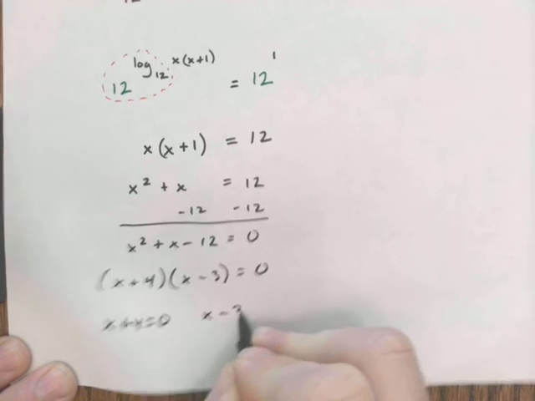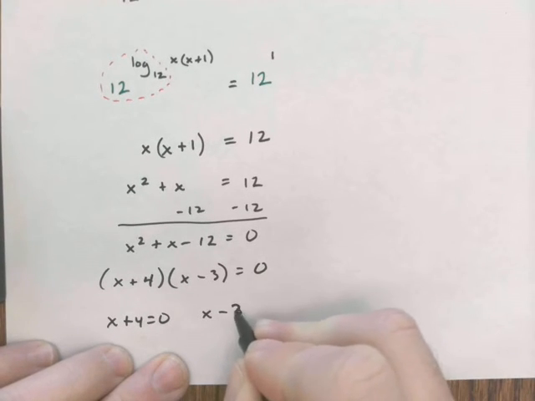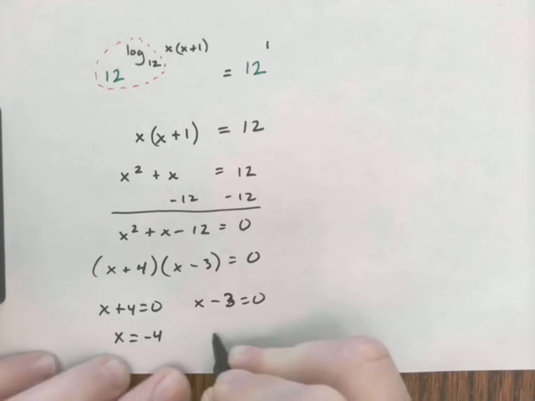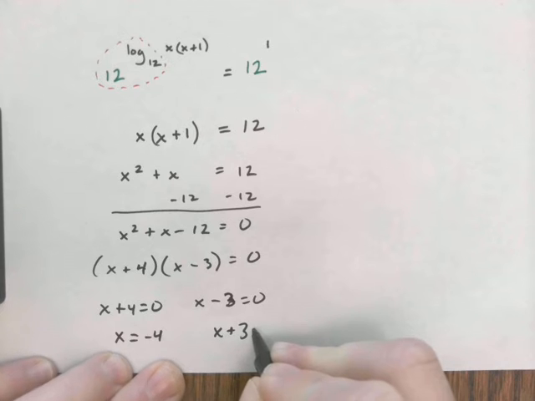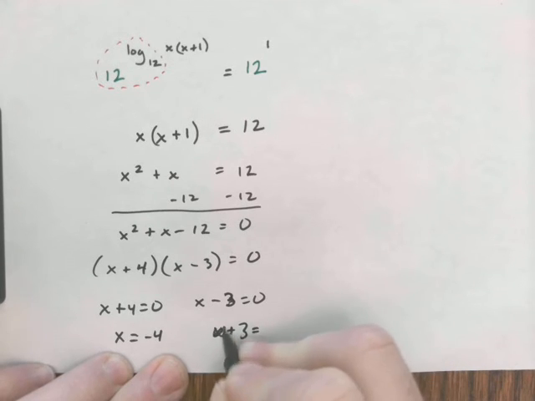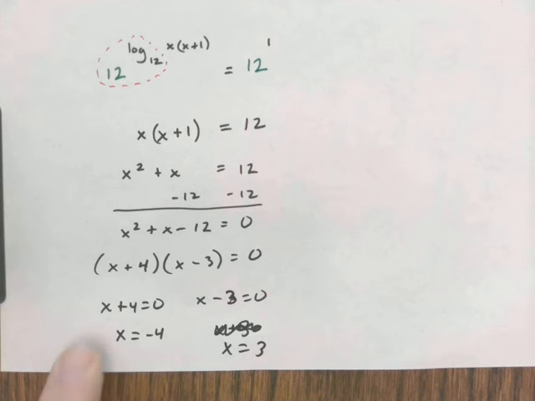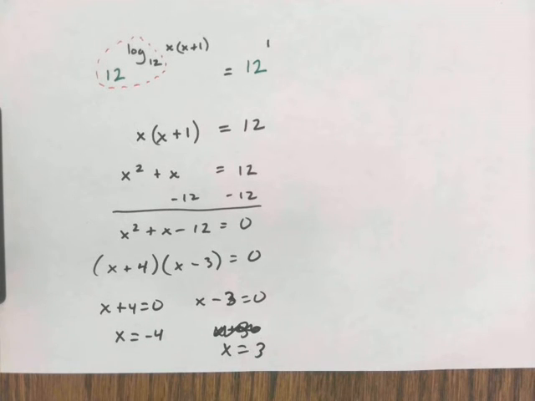I now can break that into two separate equations and solve those to get my answers. So our two solutions are a negative 4 and a 3. At least those are possible solutions.